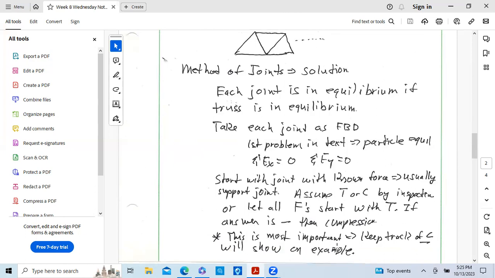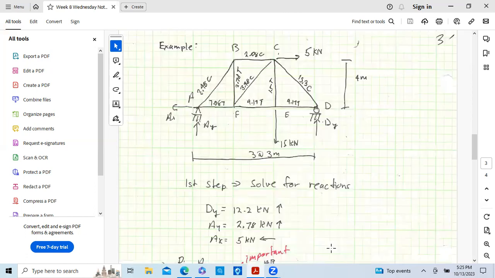and I'll show you this in an example. If you miss compression and carry it on as tension, everything that you do from that point on is going to be wrong. Okay, let's take a look at a problem.